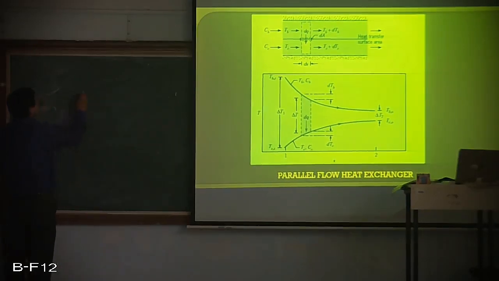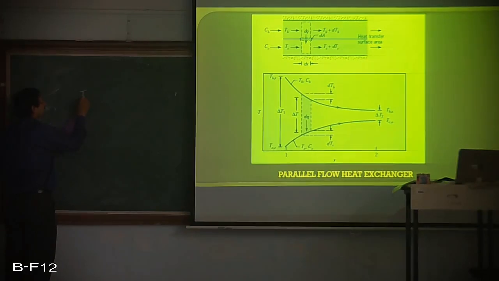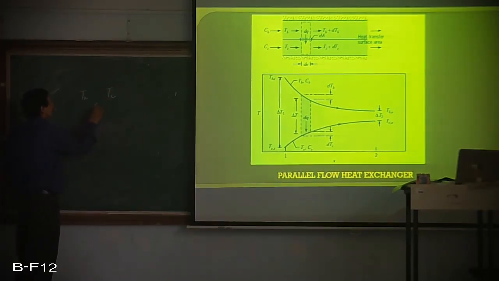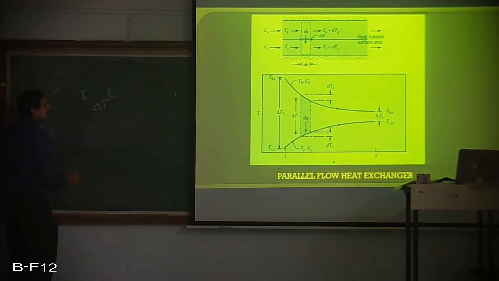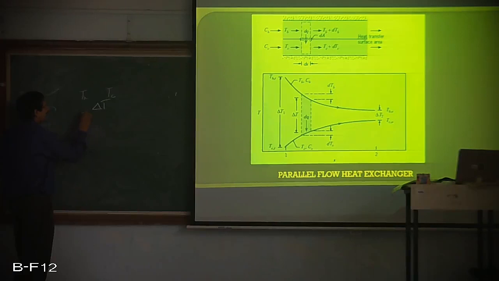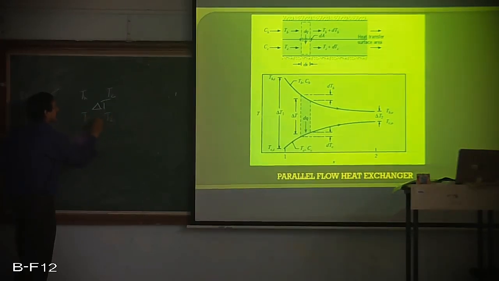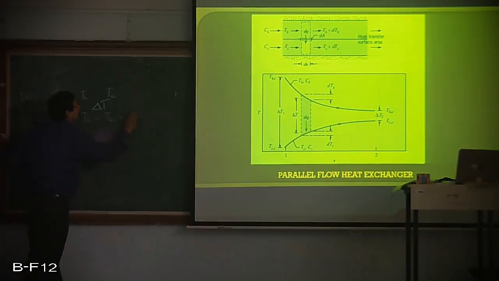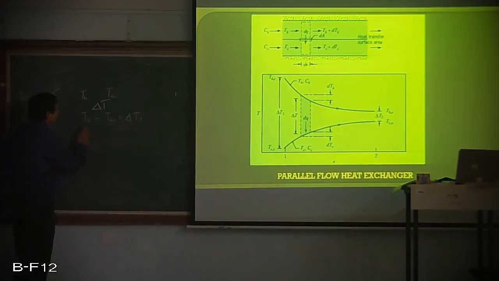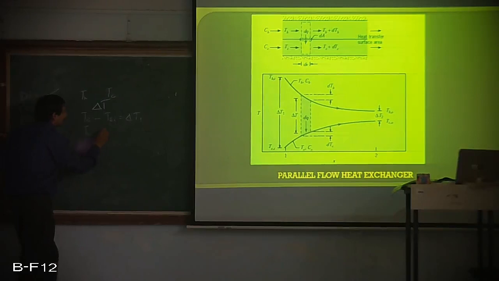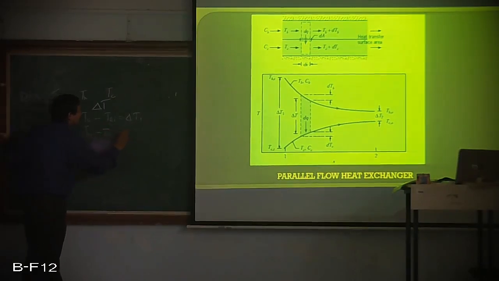So, at any section, what will be the temperature of the hot fluid? It is TH. And for the cold fluid, it is TC. Therefore, what can I say? It is the delta T. So at the inlet, I will write THI minus TCI equal to delta T1. Then, similarly, THO minus TCO should be equal to delta T2.